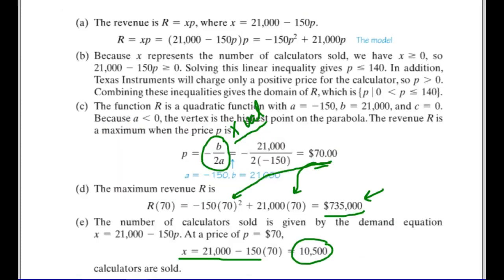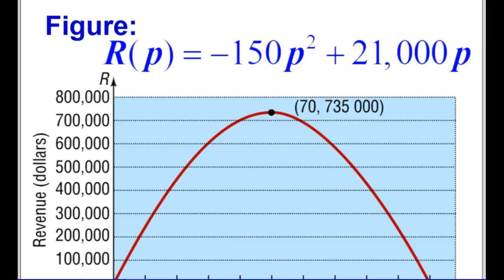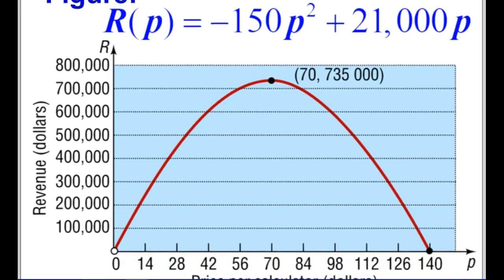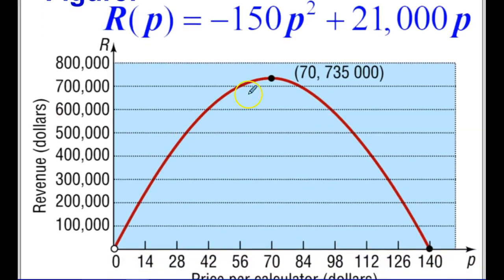So now first let's graph it. And this is what we end up with when we graph it. And we see that once we've graphed it, we also can find the maximum, which told me at $70 I would make $735,000 in revenue. Okay, so there's my graph. You can also use Desmos, but this is kind of what Excel would look like, or your graphing calculator.